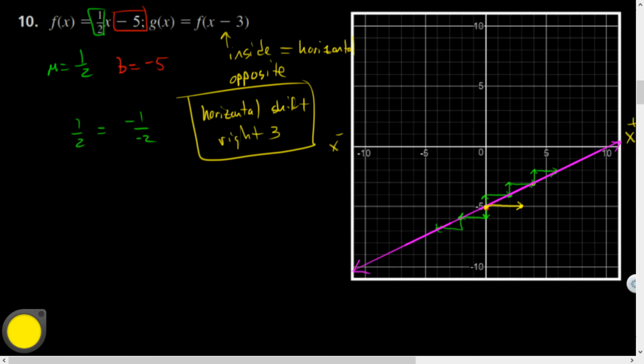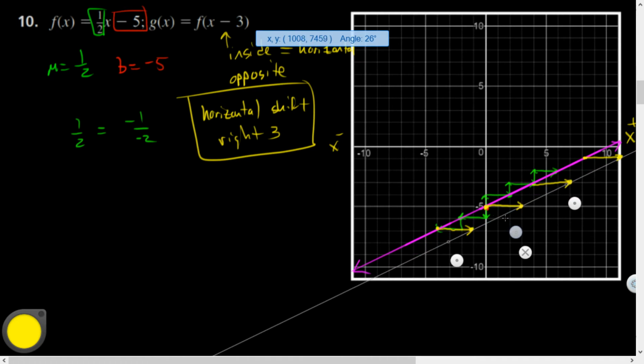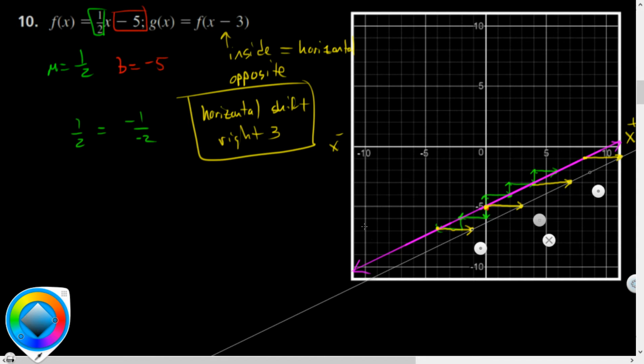Question? Comment? Yep. And so I just need to pick a handful of points here and shift them over like so. Right? And that's not that bad. And these lines are actually going to end up being parallel, Jimmy, so I don't even need to change my slope on them.